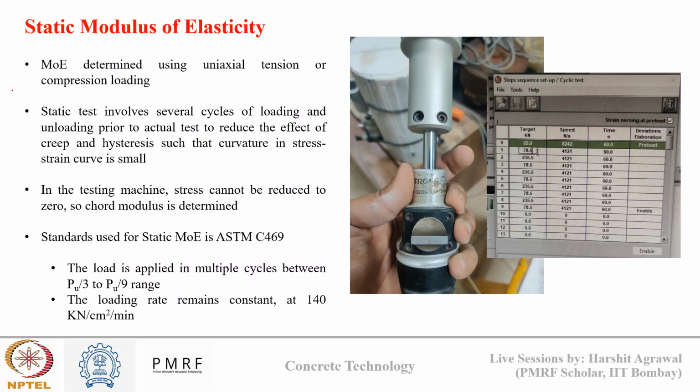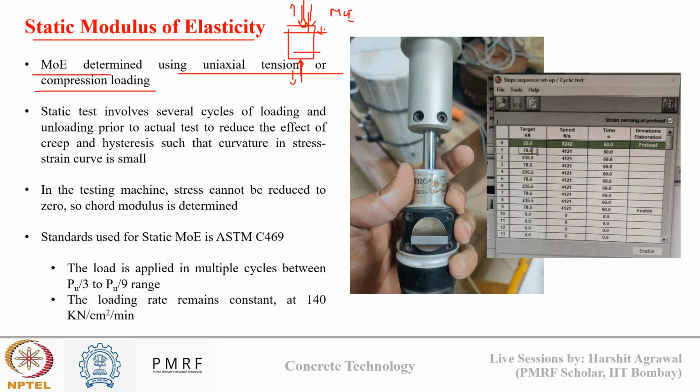In this, the MOE value is determined by uniaxial tension or compression loading. I will take a concrete sample and load it under compression, or under tension, and based on the applied stress and the strain that has occurred inside the concrete, I will determine the MOE of concrete. Generally when we estimate static modulus of elasticity, we use compression load. We compress the sample with axial stress, and how much axial strain occurs inside the concrete helps us determine the MOE of concrete.